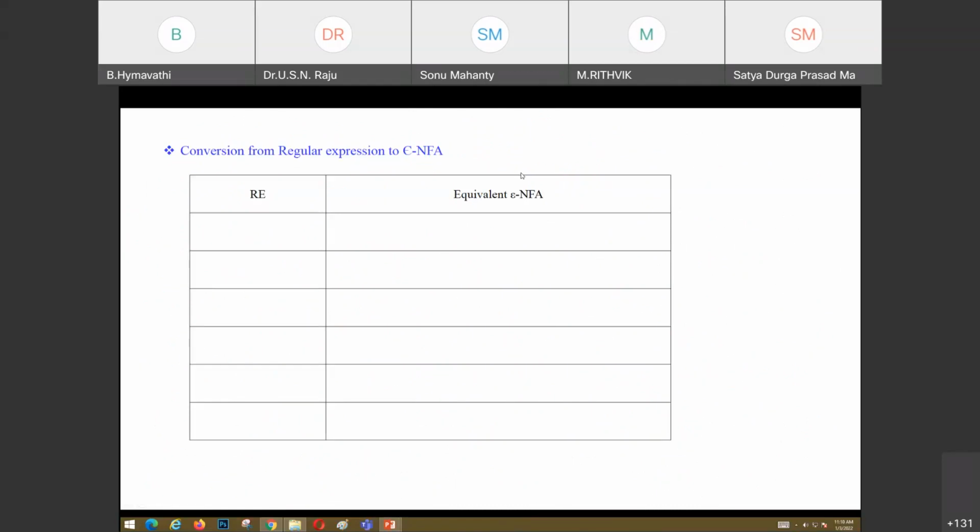Hello, welcome back. There is one doubt from one of our friends: does 0 plus 1 mean we can write 0, 1, 1, 0? No, 0 plus 1 means it is just 0 or 1.